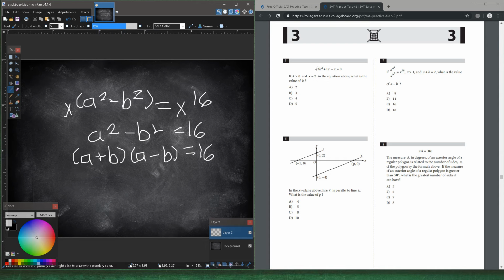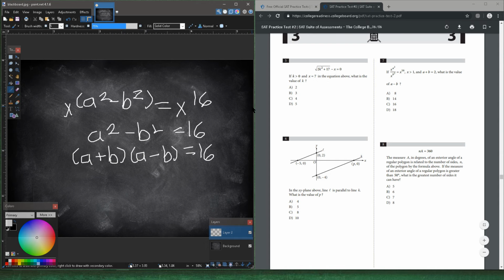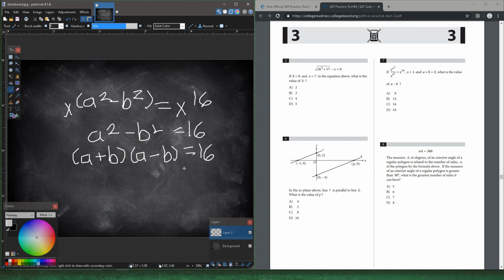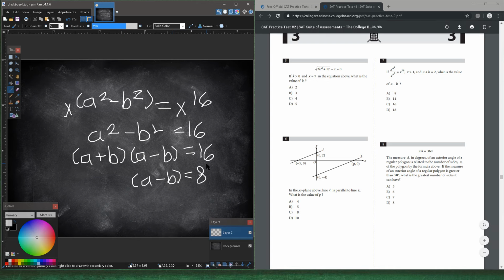So we already know what a plus b is. It says right here, which is 2. So if this is 2, then 2 times a minus b is equal to 16. So a minus b has to equal 8, because you just divide both sides by 2. So a minus b is 8. When they're asking what's the value of a minus b, it's just 8. So you don't have to simplify it any further. So the answer is A.